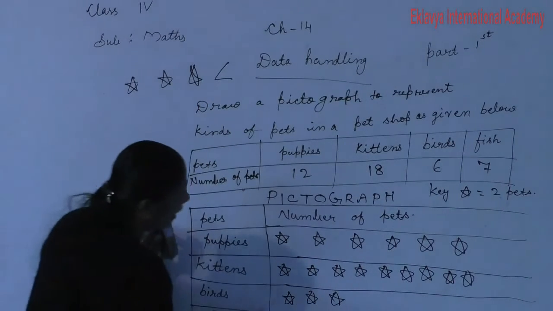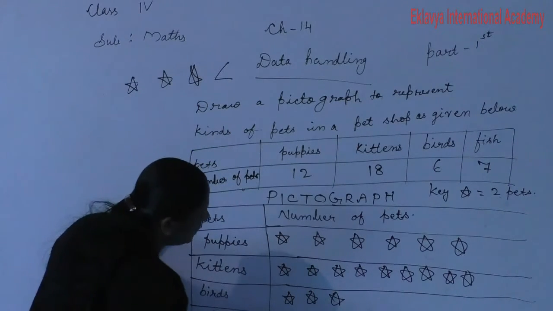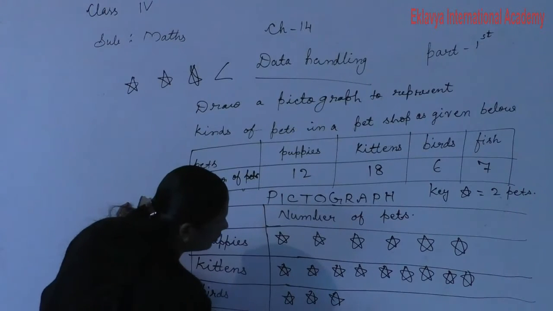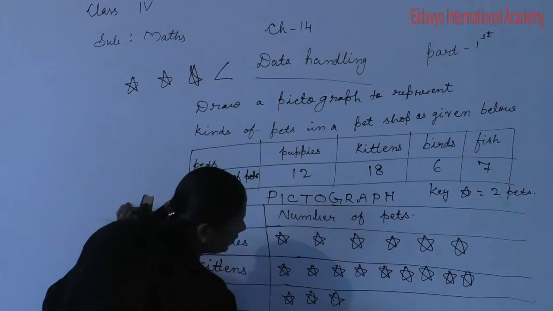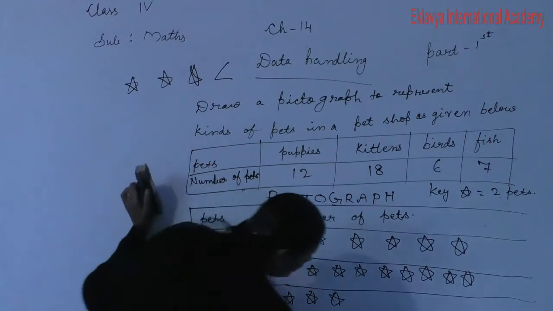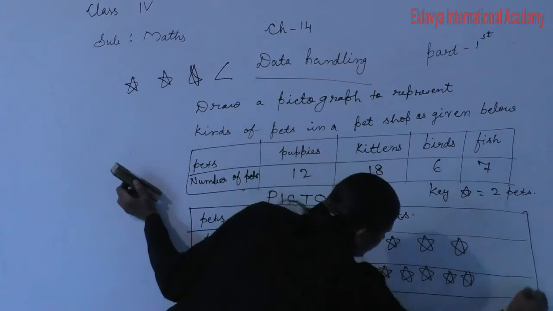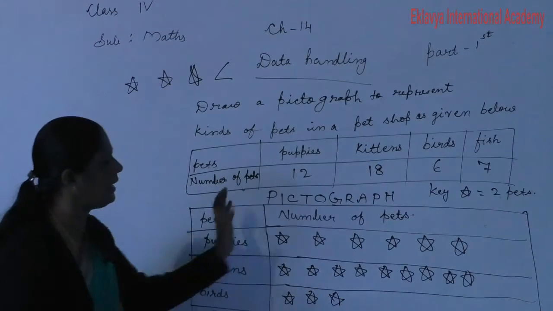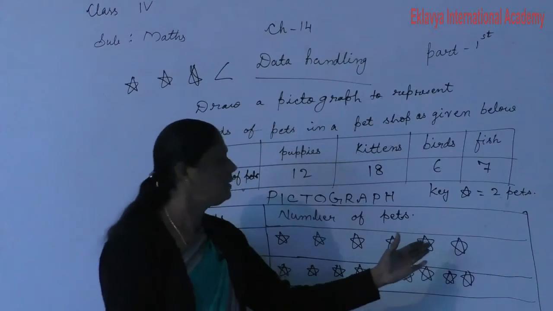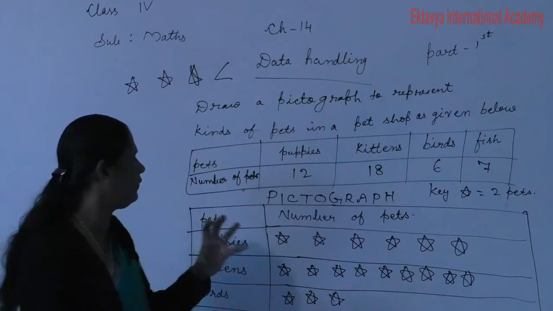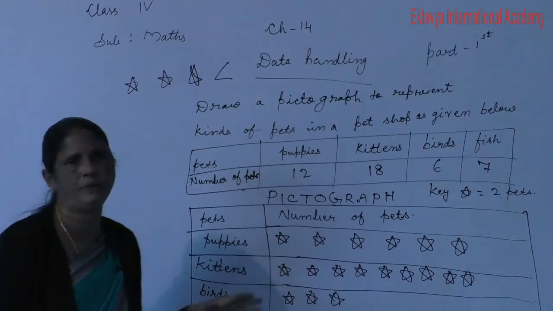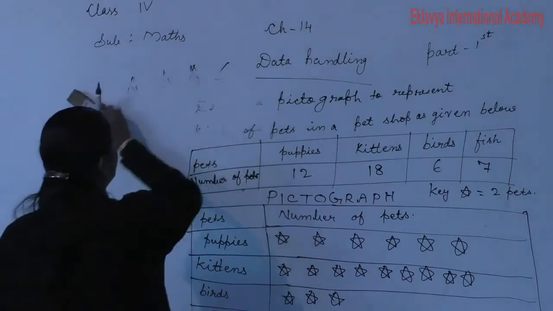Then how many stars do we draw? 1, 2, 3, then half. Then you draw this and join it. You can color it in, and then it looks beautiful. This is the pictograph. Another question.